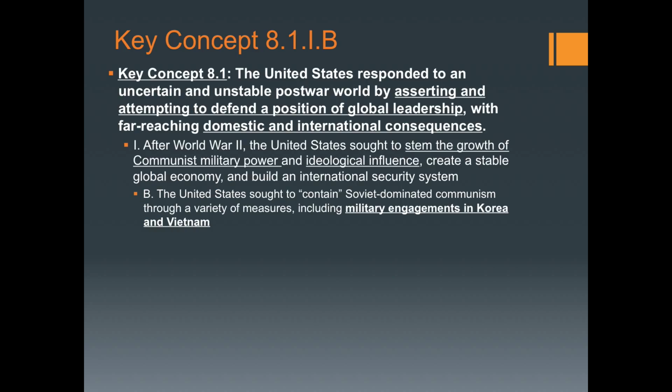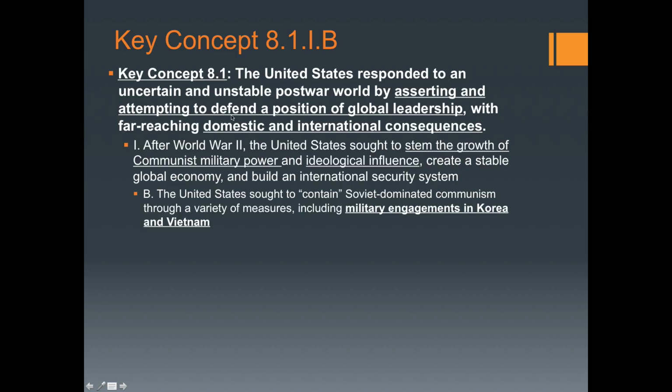Alright. This is key concept 8.1, Roman numeral 1, letter B. We look at our concept here. We see, again, it's all the Cold War issues. As the United States, after World War II, is taking on more responsibilities, it's asserting and attempting to defend its position as a global leader. And that's one of the reasons why it's going to get involved in Vietnam, because it's trying to become a global leader against communism. But this is going to create both domestic and international consequences.